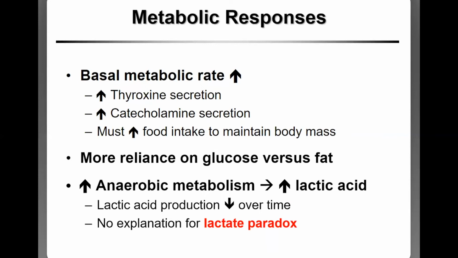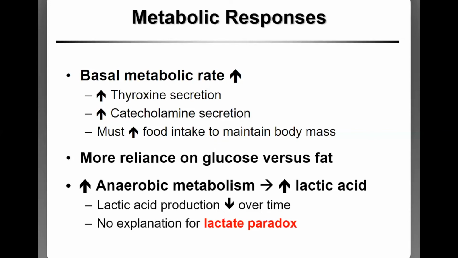And the calories should come mainly from carbohydrates, since we have shifted our reliance mainly to carbohydrates versus fat because we have less oxygen being delivered to the tissue level. So since we have this heavy reliance on anaerobic metabolism, we would be led to believe that lactic acid would increase. However, what happens at altitude is lactic acid production decreases over time. And this is what we call the lactate paradox.